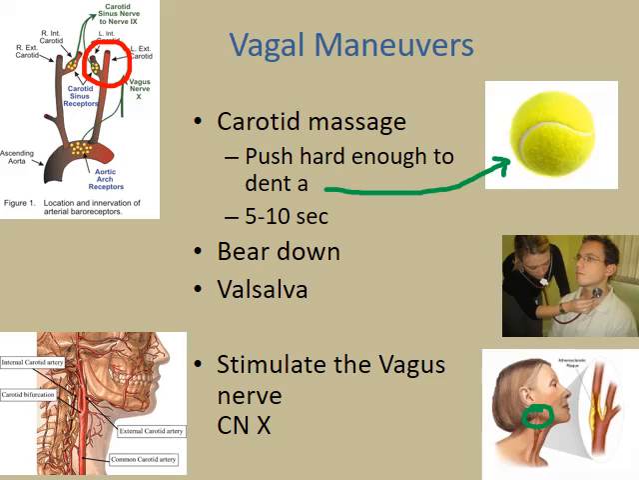the sheath of those sinus bodies. But before we start pushing hard enough to dent a tennis ball in that region, we're going to listen, just like the middle picture right here. We're going to listen at the corner of that jaw for bruits. And bruits is just turbulent blood flow through a partially occluded artery.